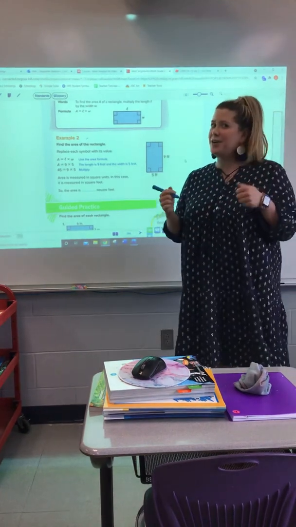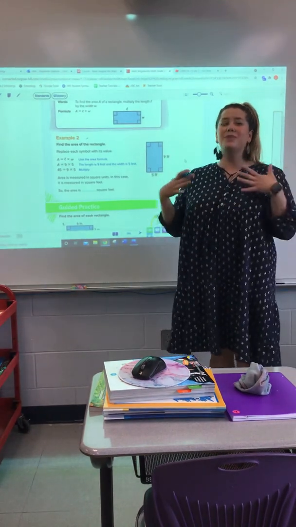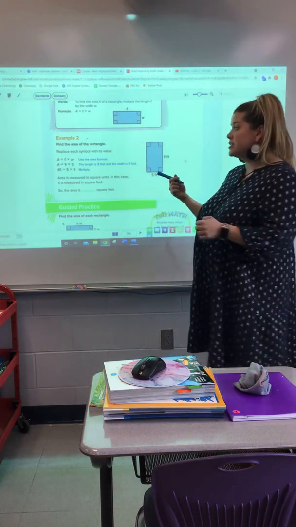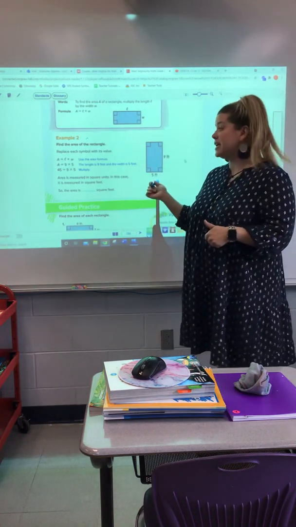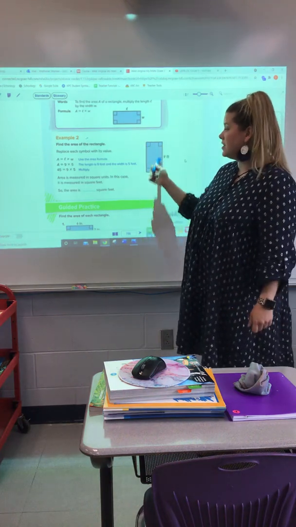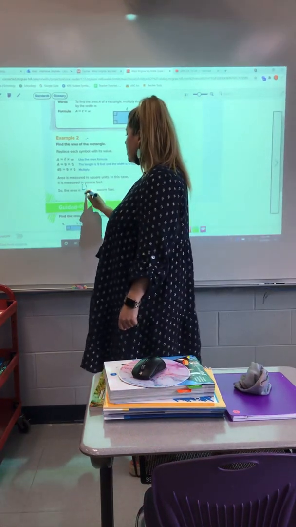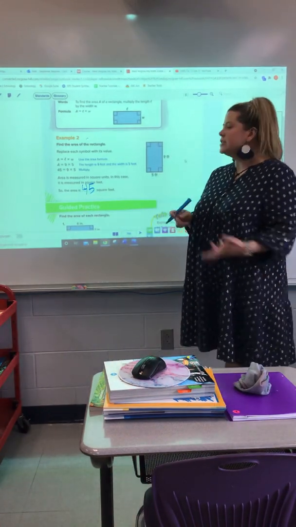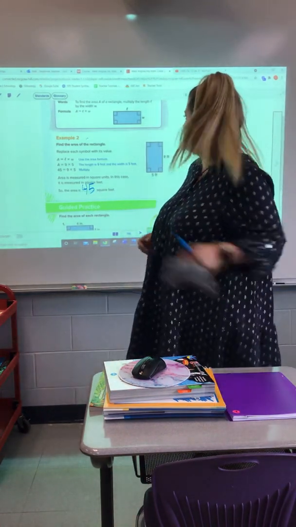Do you hear why it's so important to learn these multiplication facts? All right, area is measured in square units, and in this case it's feet. So that means the area of this rectangle is 45 square feet, okay? Let's try one more before we move on.